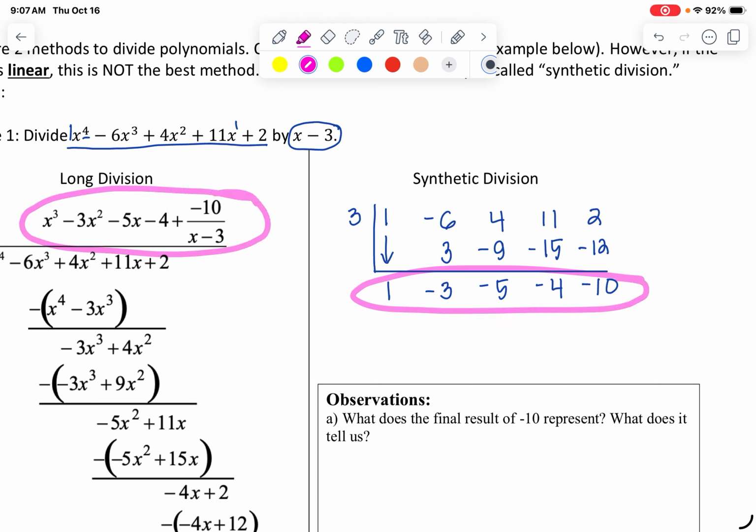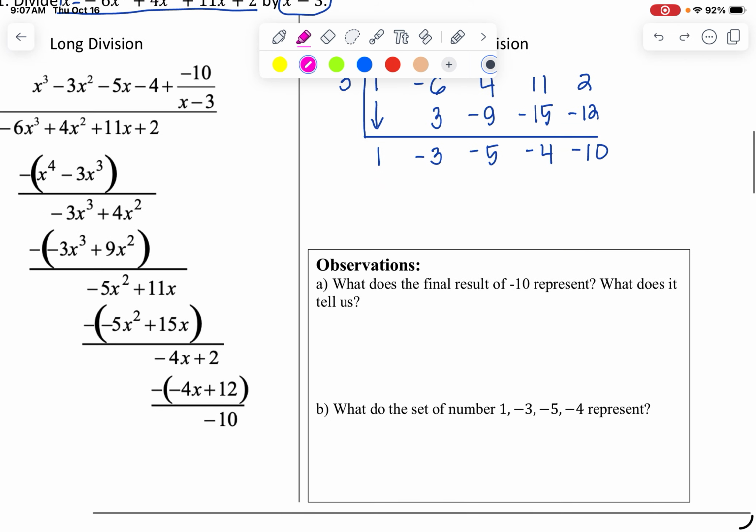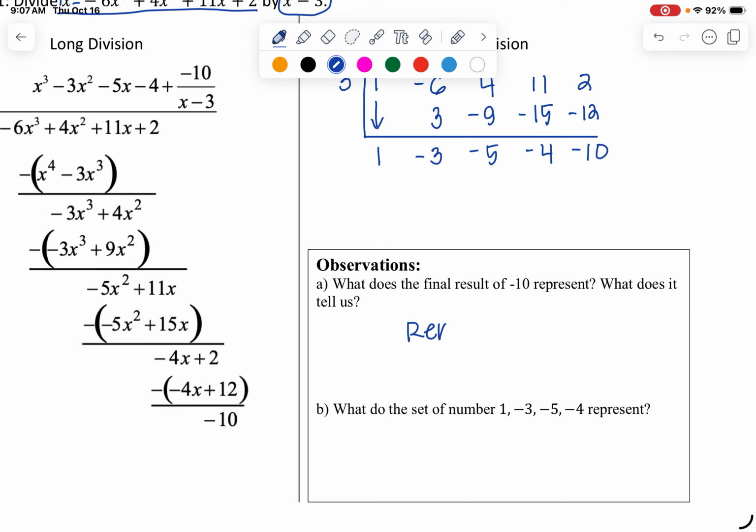What does the final result of the -10 represent? So what does that -10 represent in our answer? If we look here, what is this -10? If you look, it's the remainder, right? So the -10 is the remainder.